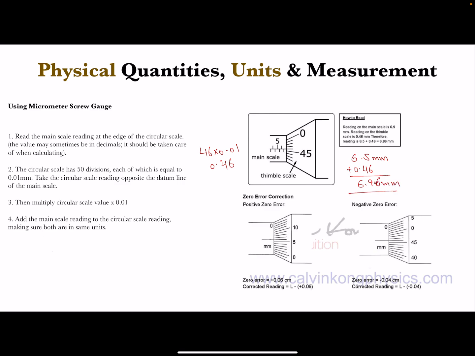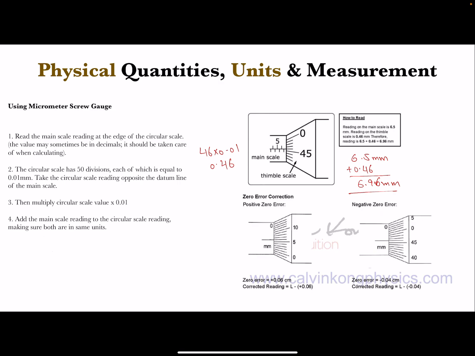So that's how you measure a micrometer screw gauge. Now the thing is, let's suppose you were not measuring anything. If you were not measuring anything at all, but you still see some value, that means that you have an error, right? I'm not measuring anything, so why am I seeing a value? So if that's the case, there are 2 cases: the positive error and the negative error.